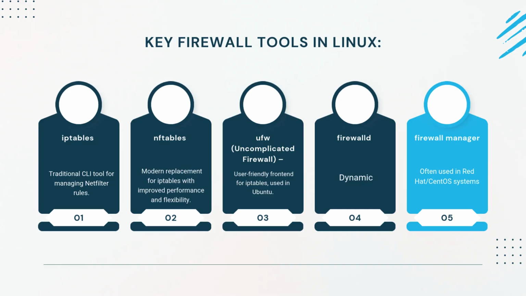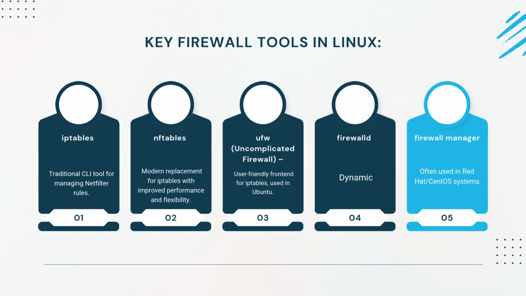And finally, there's firewalld, which takes a dynamic, zone-based approach to managing traffic. This one's especially useful for Red Hat or CentOS users. It lets you define zones like home, work, or public, and apply different rules depending on where your system is connected. You don't have to restart the firewall every time you make a change, which is super convenient for managing live systems.